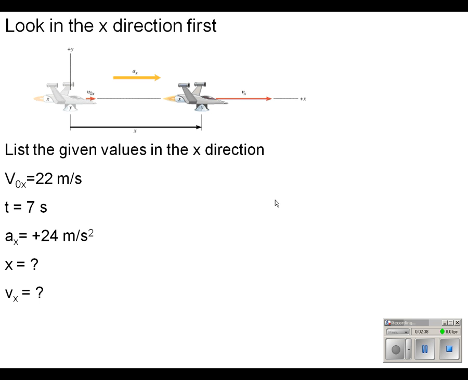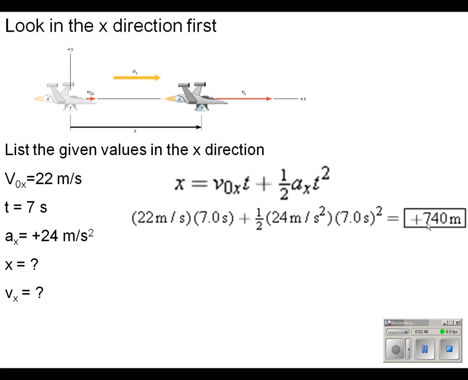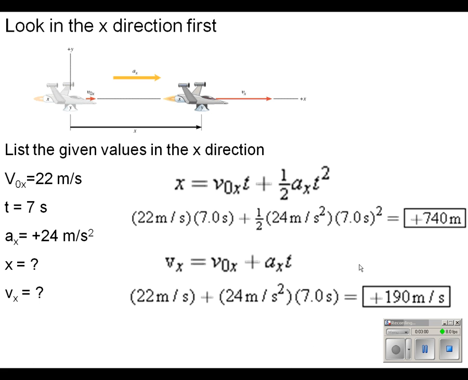So now we have enough information to find out the displacement in the x direction by using x equals v0 t plus 1 half a t squared. Plug in our values, and we end up with an answer of a displacement of 740 meters. Now we're going to look at our final velocity in the x direction to decide what equation to use. And we'll use v equals v0 plus at and plug in our values. And that gives us 190 meters per second.